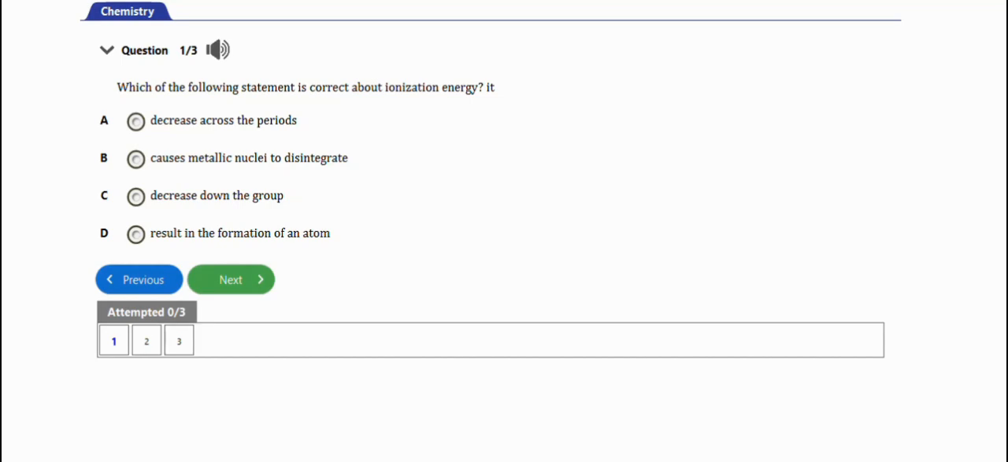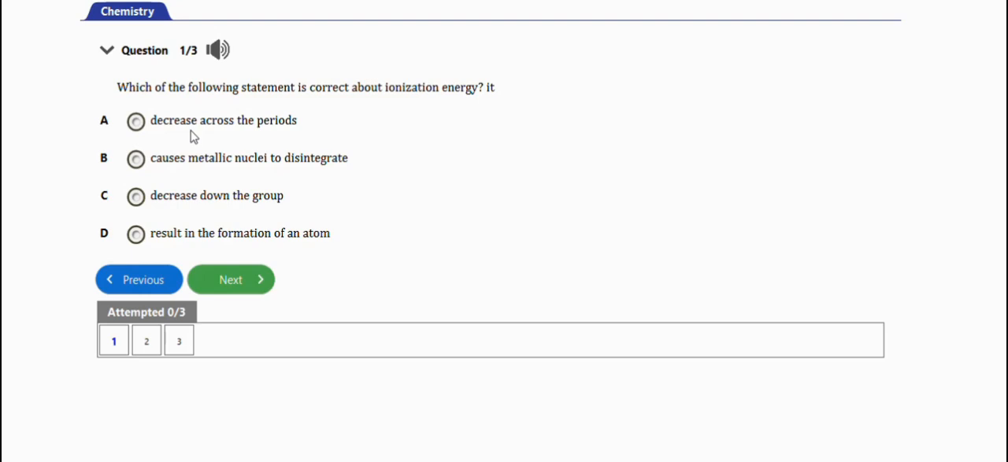In this video, we're going to learn how to solve WASSCE chemistry problems under periodic law, or laws of the periodic table. So we have three repeated questions to practice with in the video. Let's get started. First question here says, which of the following statements is correct about ionization energy?